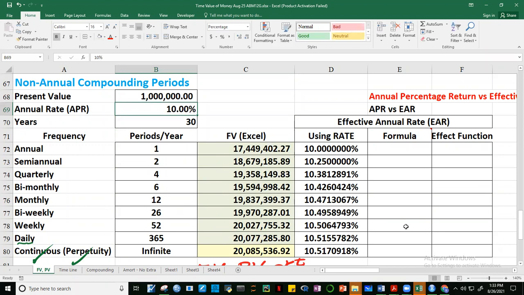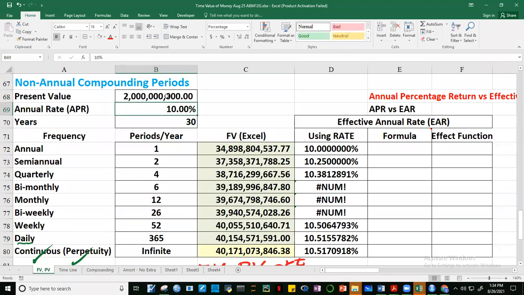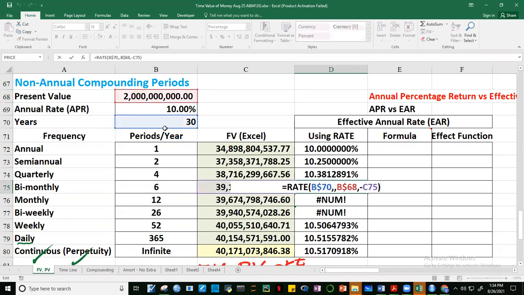Bakit nung ginawa natin tong 2 million, bakit nag-error siya? That's strange. Oo nga, nagtatampo si Excel eh. But that should not be, guys, ha? Kasi 2 billion, maliit lang yan sa Excel. Tama naman. Negative C75. Very curious.